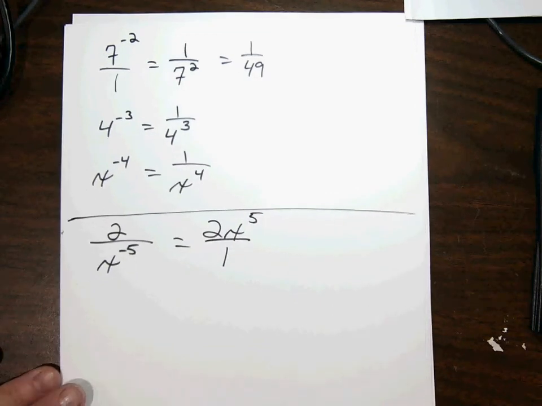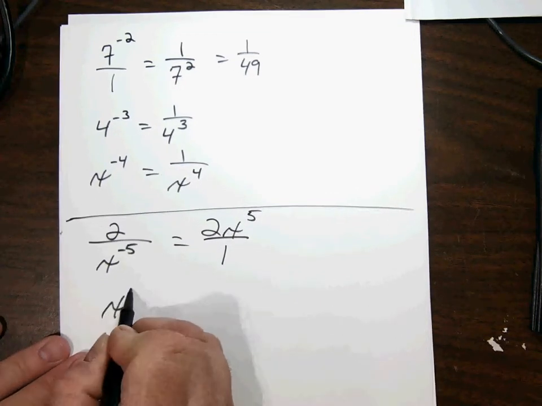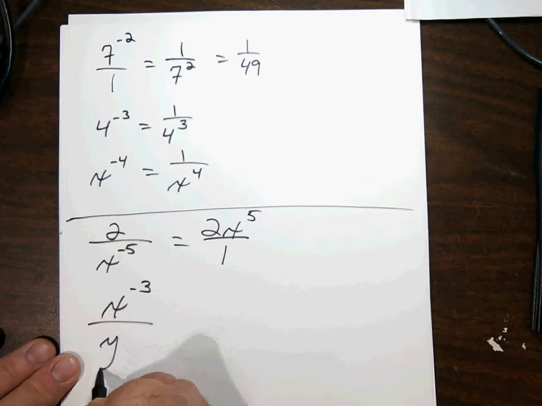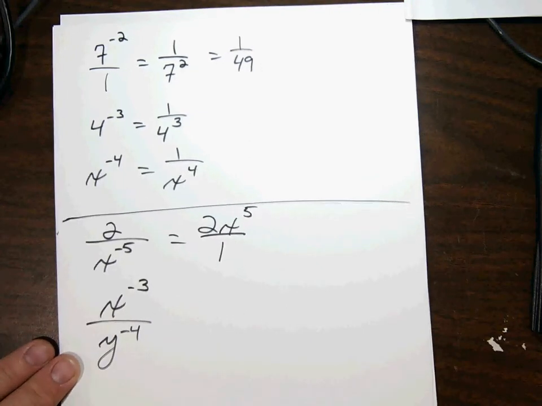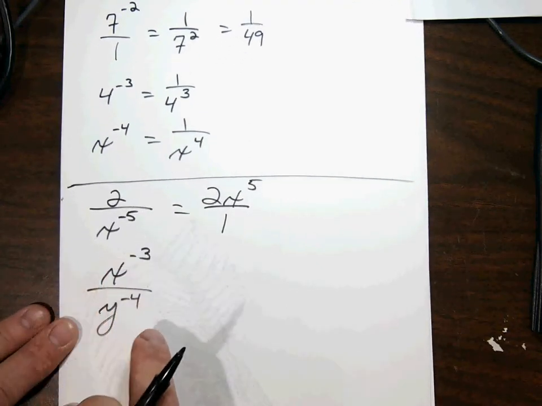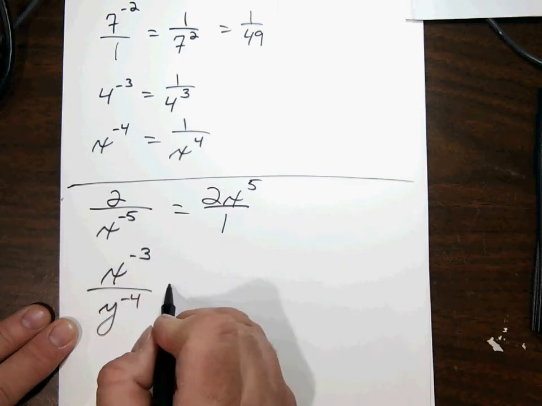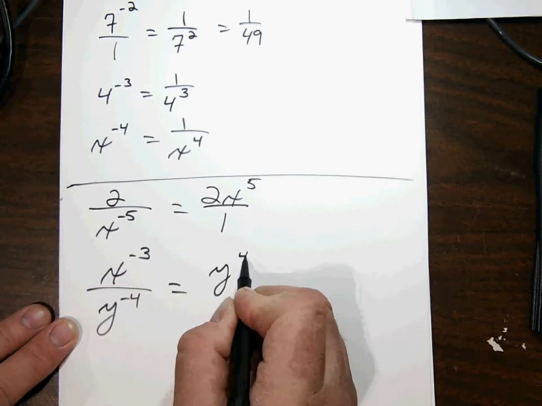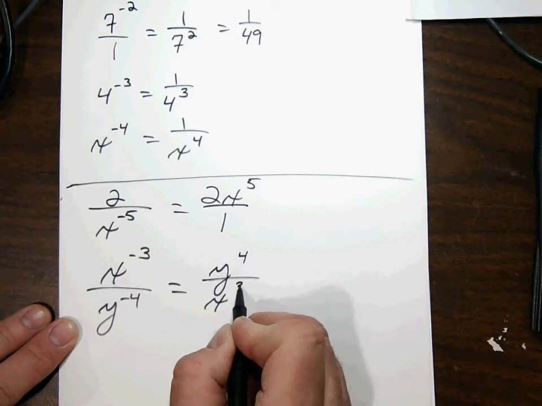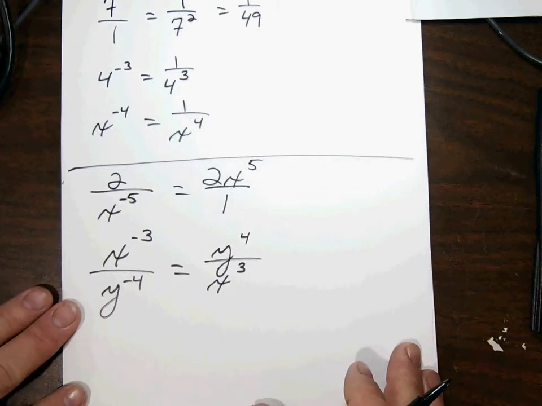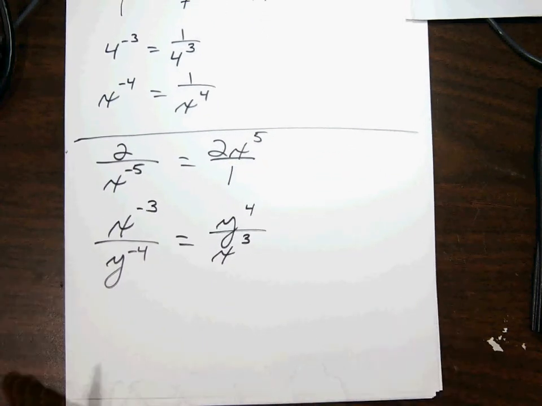What about this one? What about x to the negative third divided by y to the negative 4? Well, x has got to move down and y has got to move up, and then they have positive exponents. So it becomes y to the fourth over x to the third. I move it to the other part of the fraction, and the exponent becomes positive. Let's work a few problems like that.